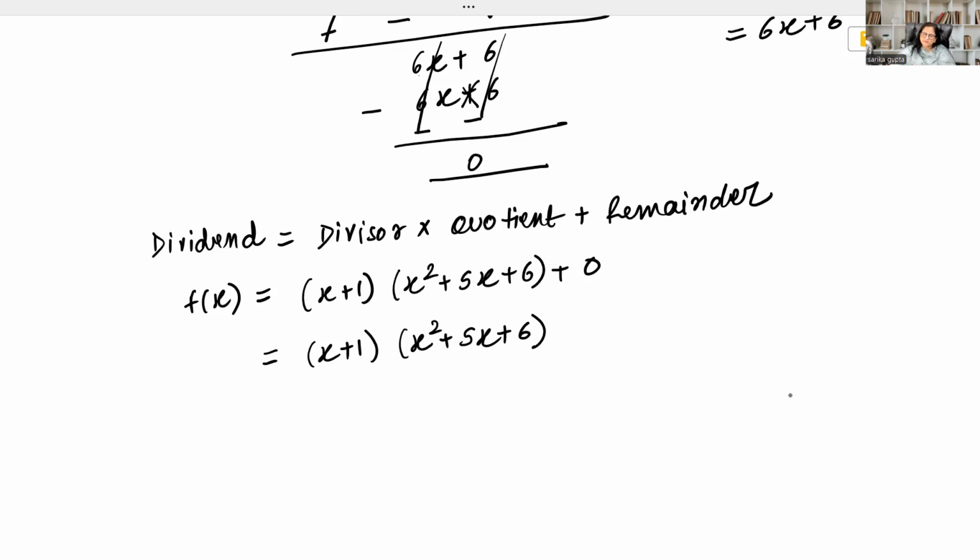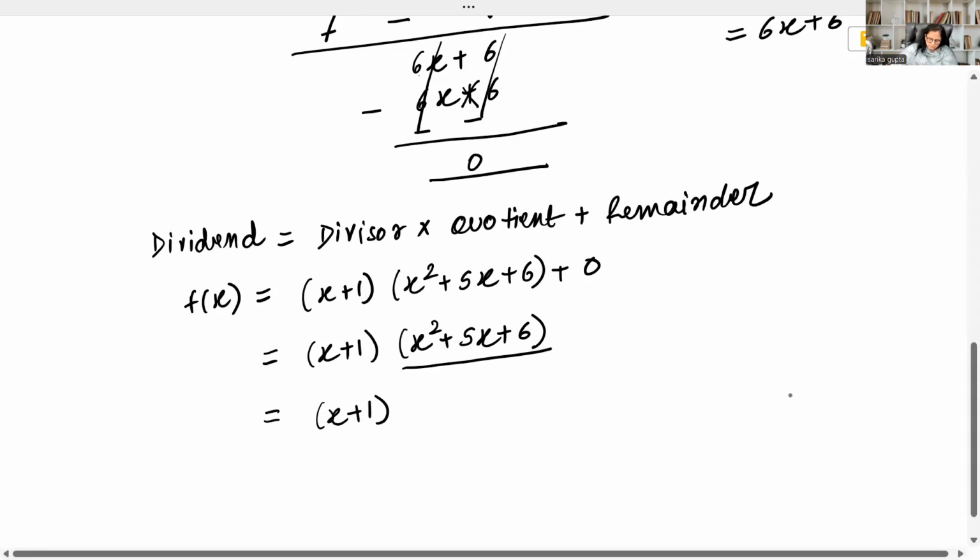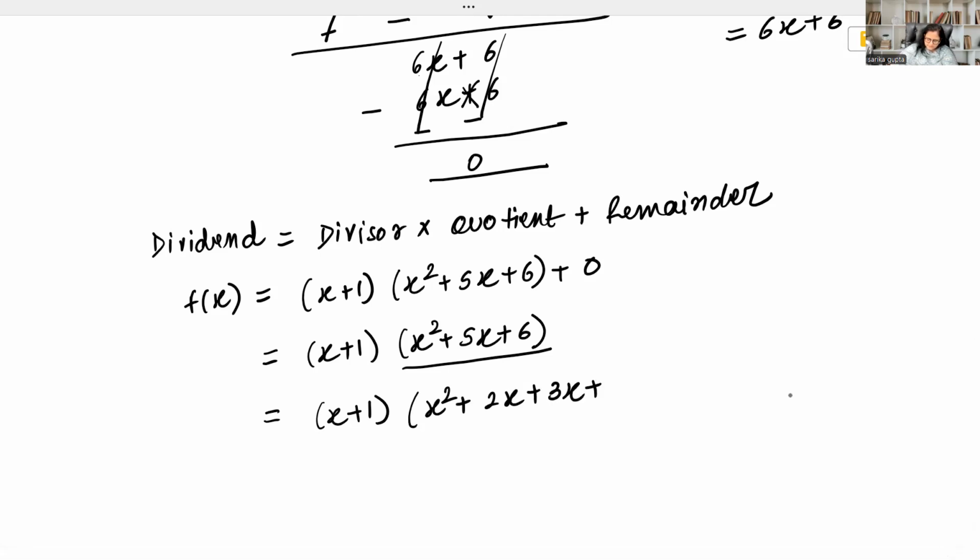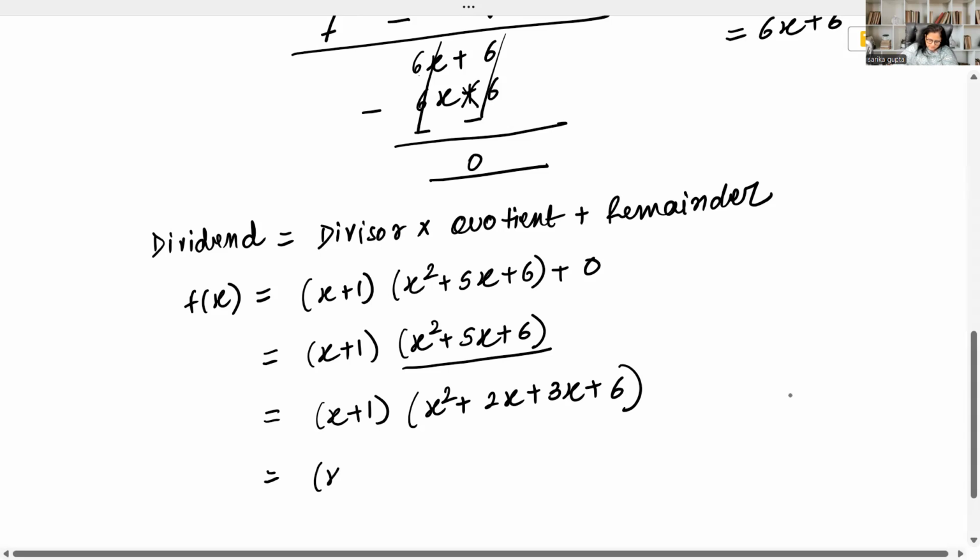But as I have said earlier, a cubic polynomial will have 3 factors, and here we have received just 2 factors. So to find out the other 2 factors, how will we proceed? We are going to factorize this x square plus 5x plus 6 using splitting the middle term method. So this can be split up as 2x plus 3x and then plus 6.